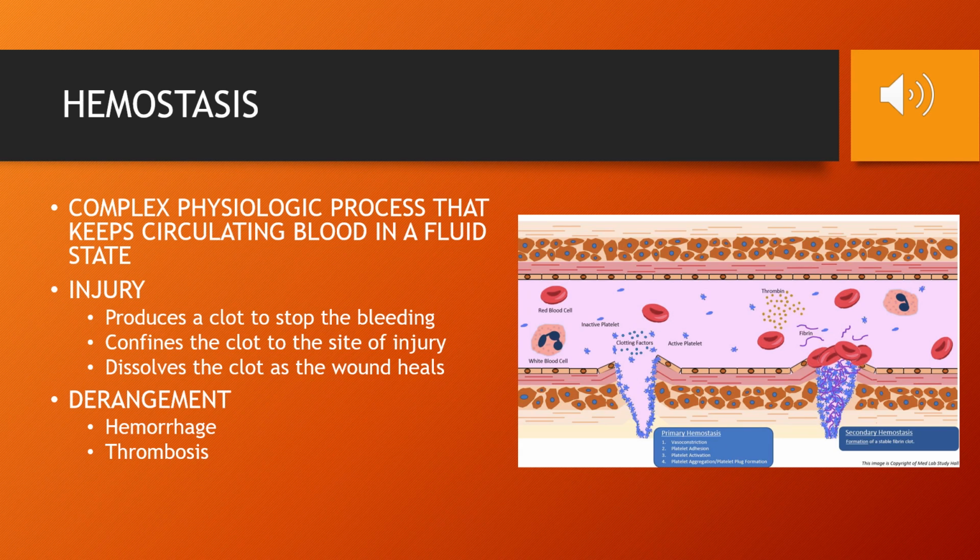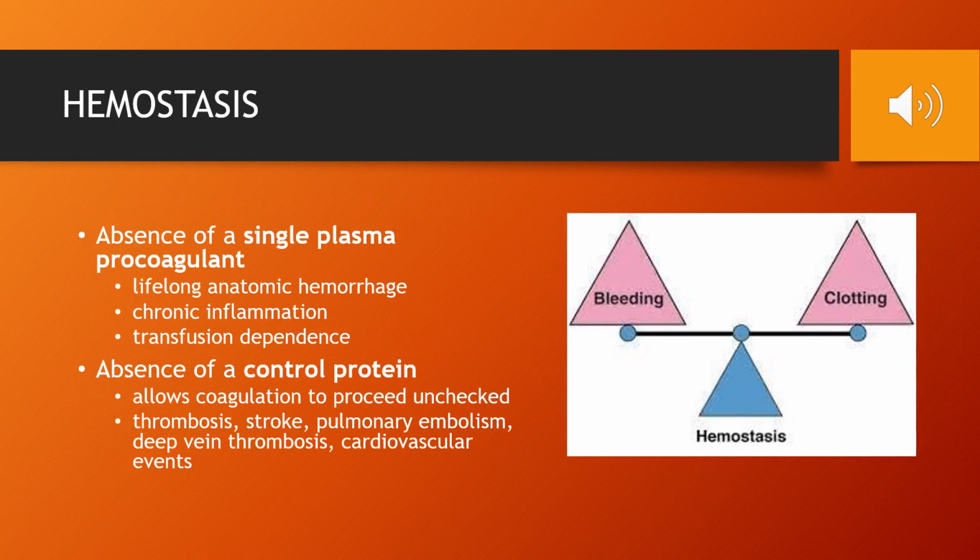So, when the hemostasis systems are out of balance, hemorrhage or thrombosis, which is pathological clotting, can be life-threatening. There is an absence of a single plasma procoagulant. This may destine the individual to lifelong anatomic hemorrhage. Hemorrhage means bleeding from a damaged blood vessel. Okay, so it can also lead to chronic inflammation and transfusion dependence.